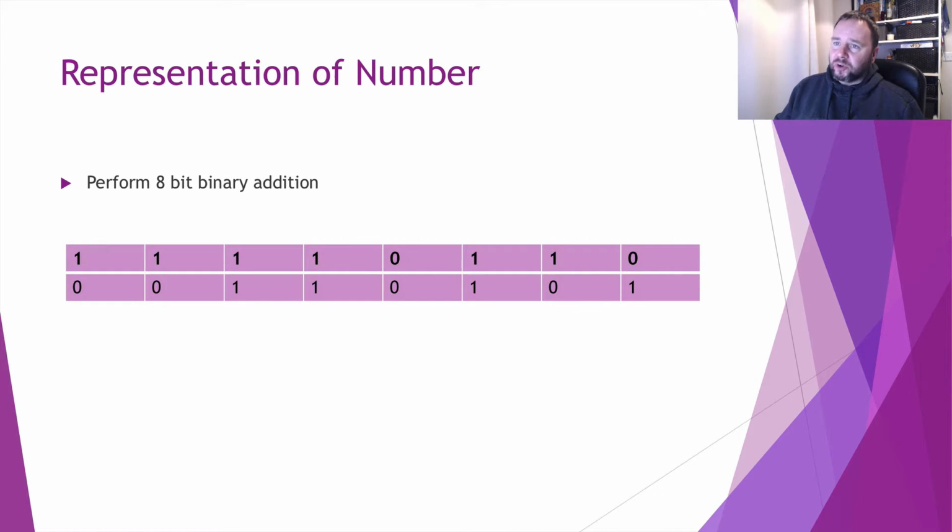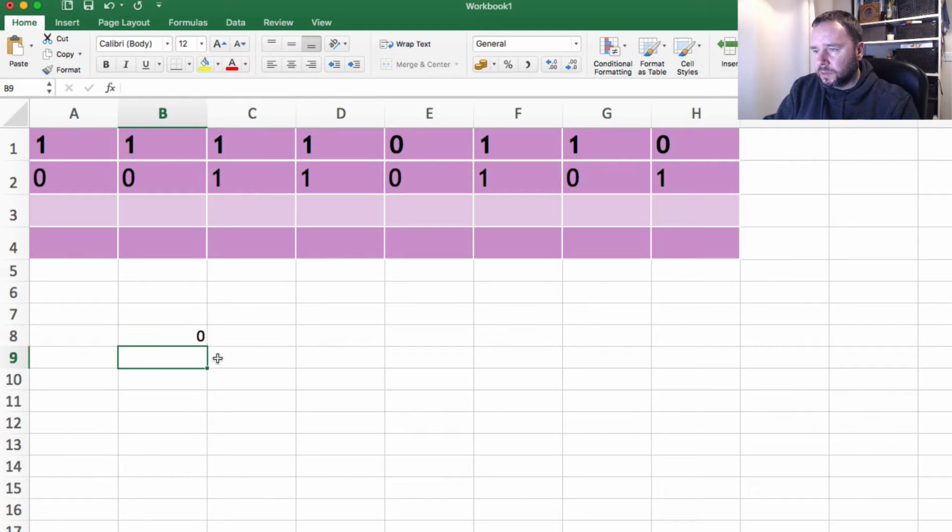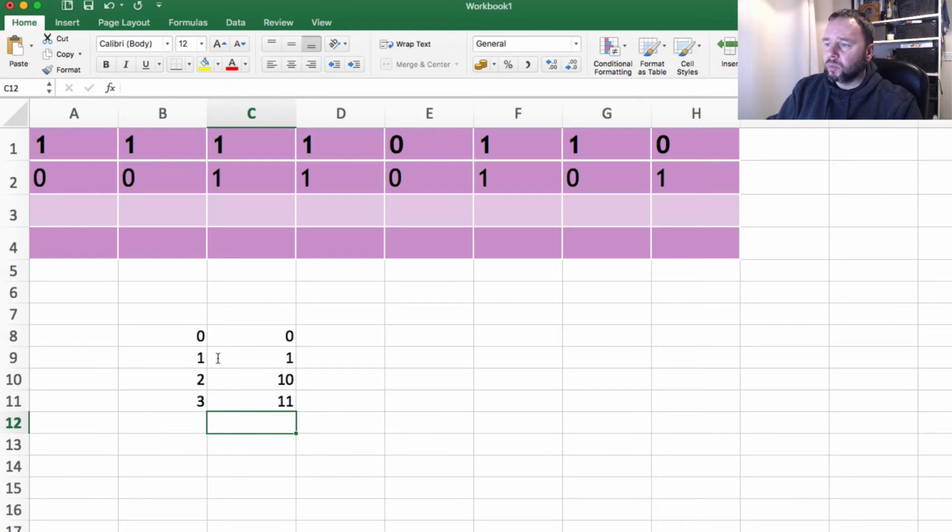Everybody's favourite, perform 8-bit binary addition. Okay, we have an example here. In binary, 0 0 1 is 1. We don't have a 2, so we do 1 0, and 3 is 1 1. We will go over that again in lessons near the exam, but if you can't remember why, you're just going to have to memorise it. 2 is 1 0, 3 is 1 1.